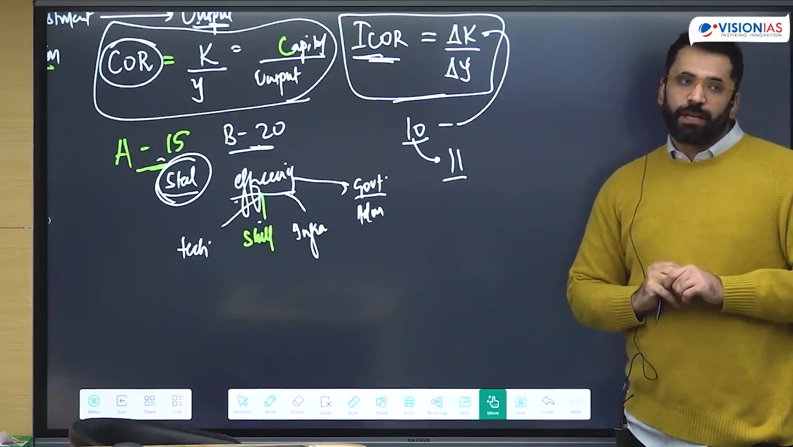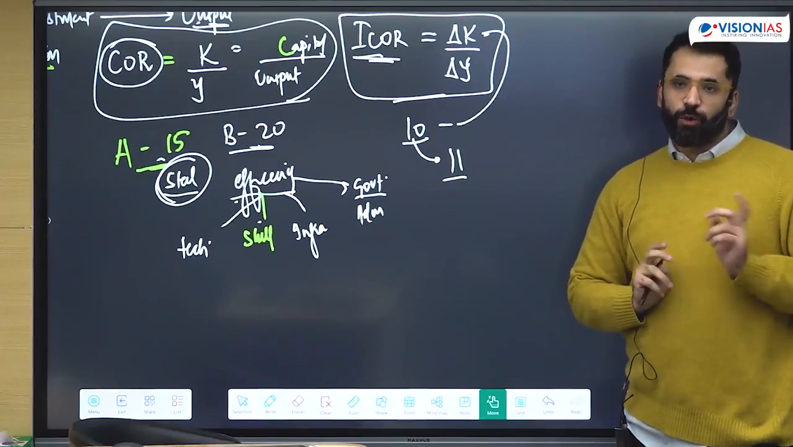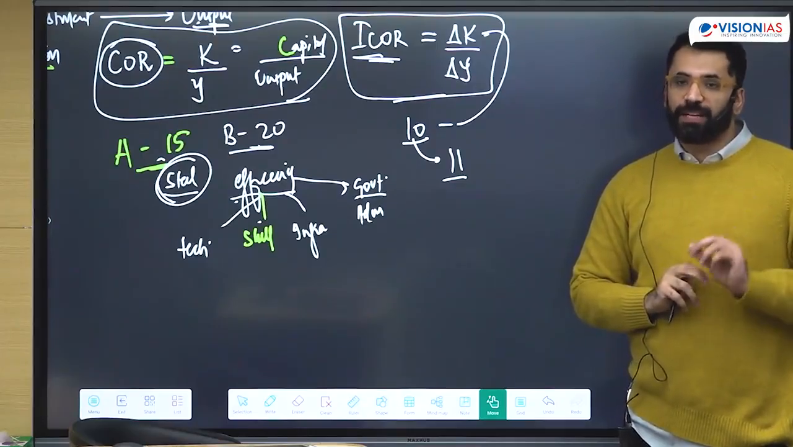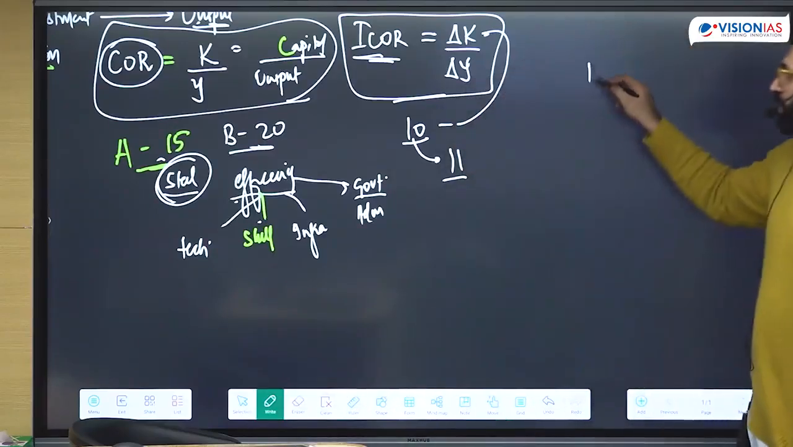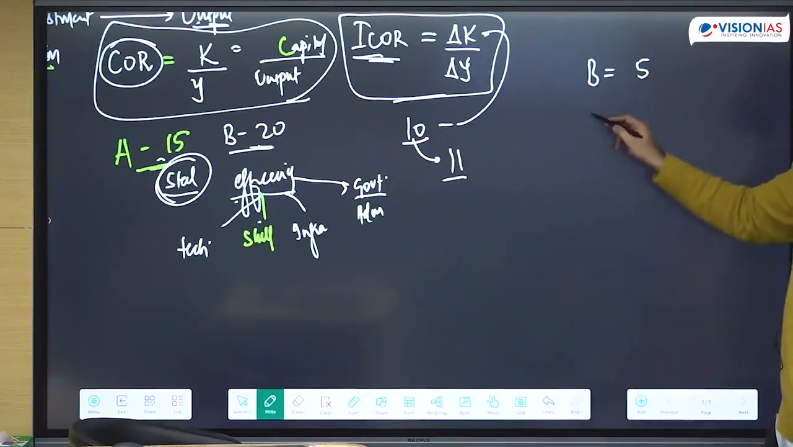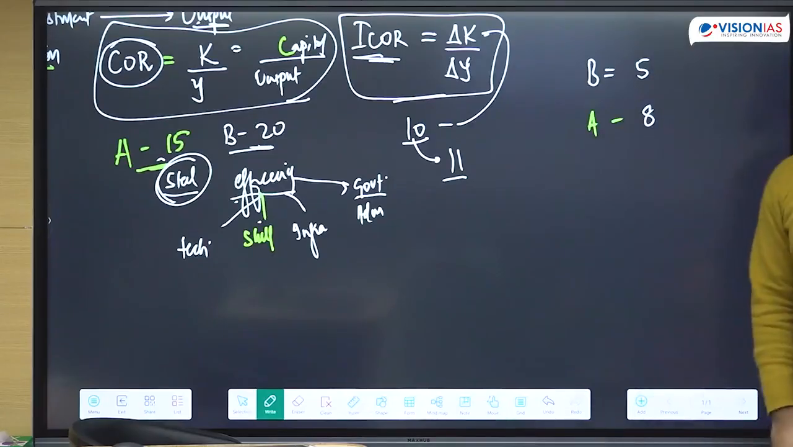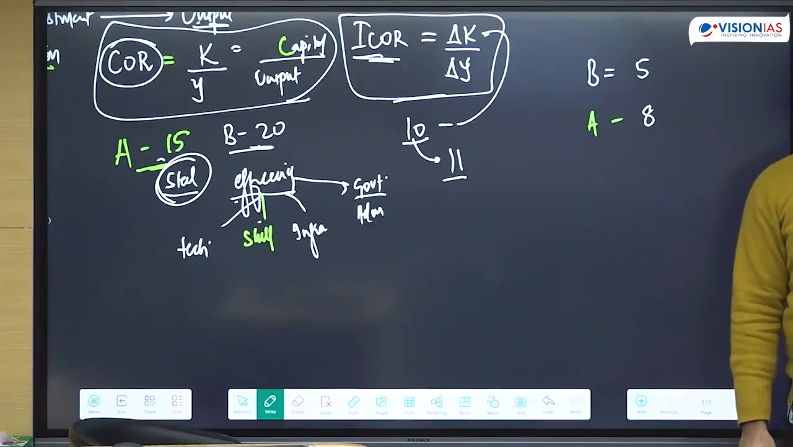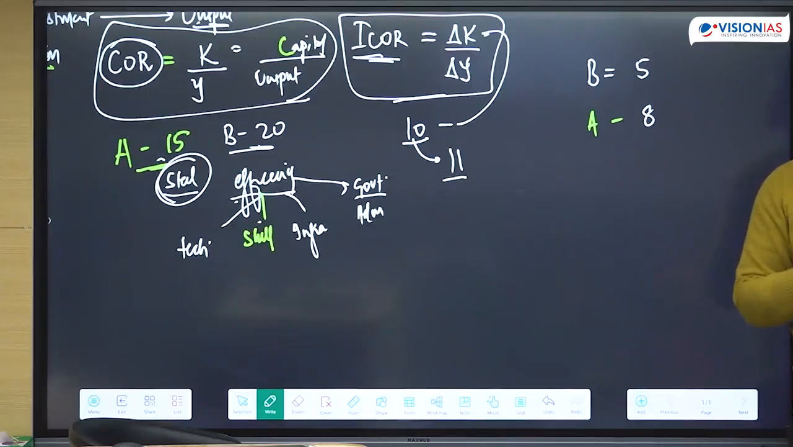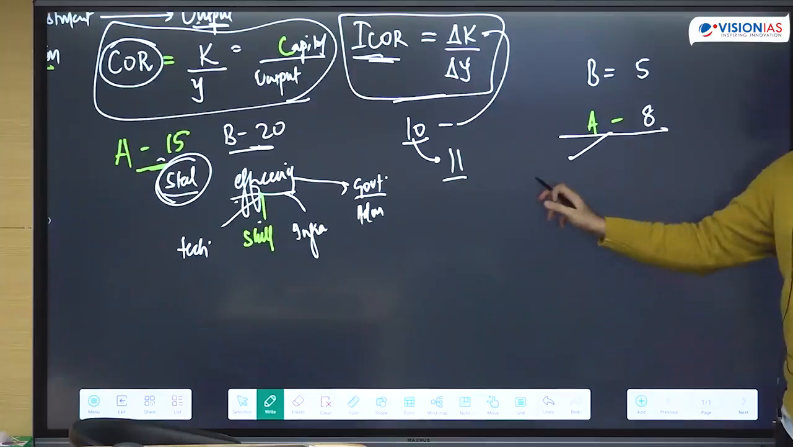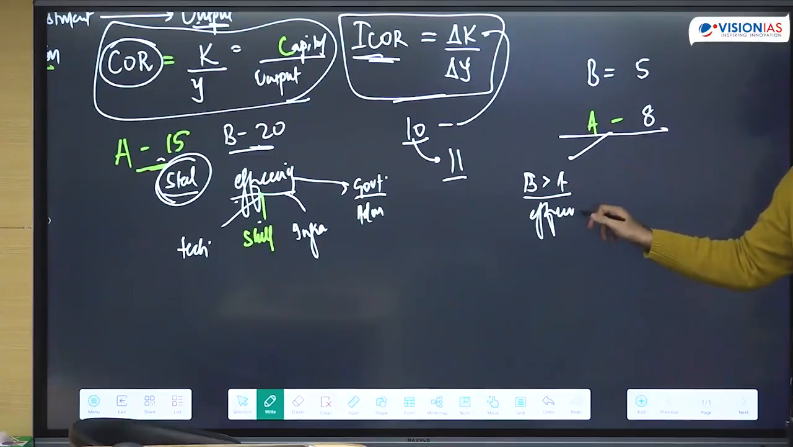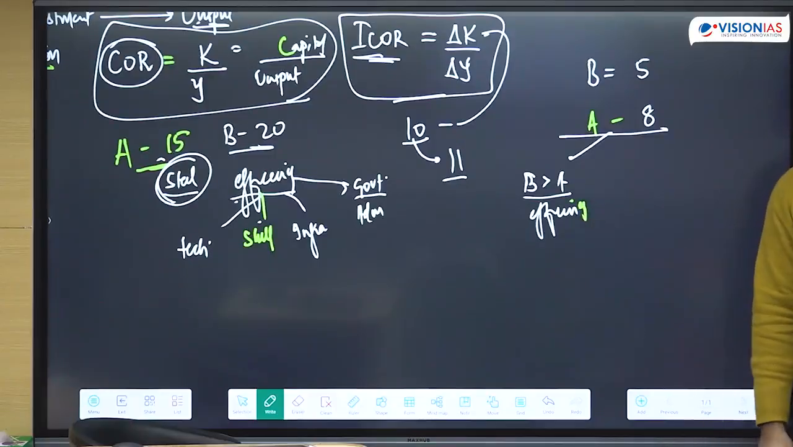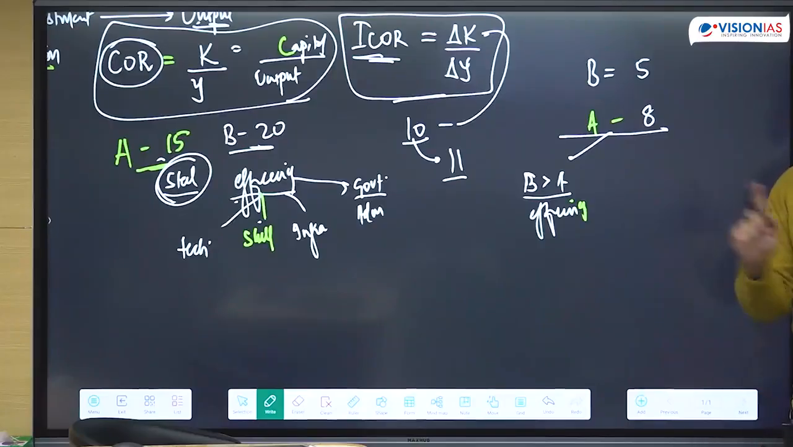Now if a country has a higher COR than the other, what is the meaning of that statement? If country B has a capital output ratio of 5, whereas country A has a capital output ratio of 8. What do you mean by this statement? What is the implication of this? One thing I can say is either B has better efficiency. That is one conclusion. What could be the other conclusion from this? It is not necessary that it is only efficiency.